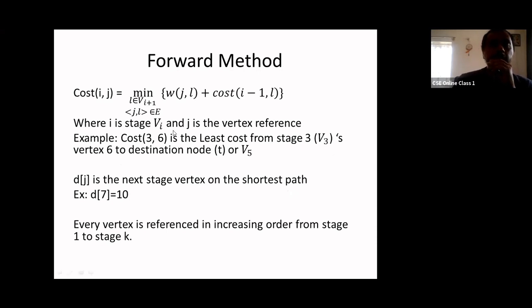So the cost of that will be equal to, we utilize the edge which is connecting from that vertex J to the next stage vertex L. So J to L, and the cost of connecting that L to the sink, that is T. So that is given as cost of I minus 1, comma L. Is it I minus 1?